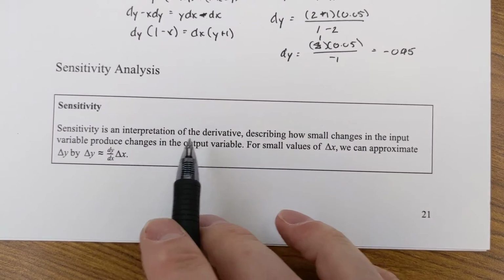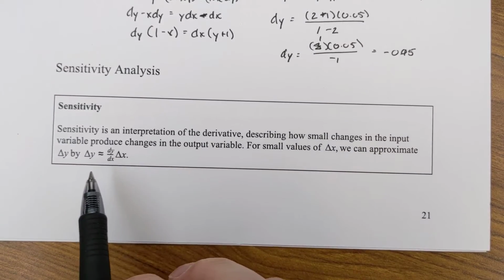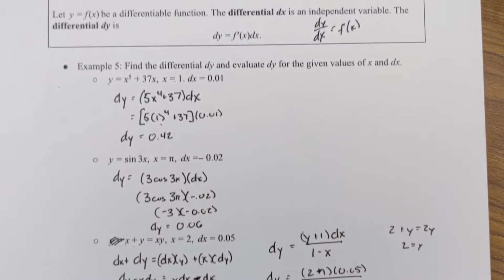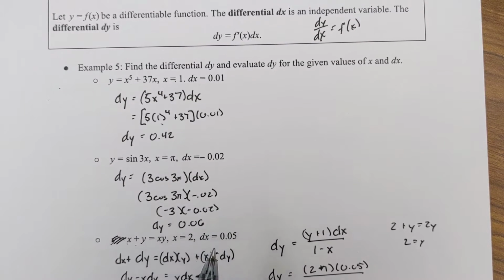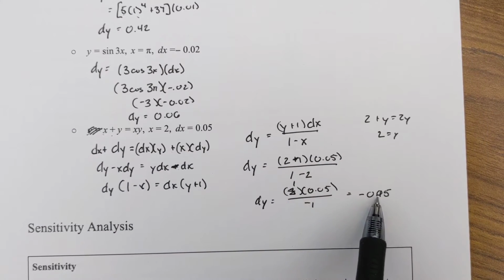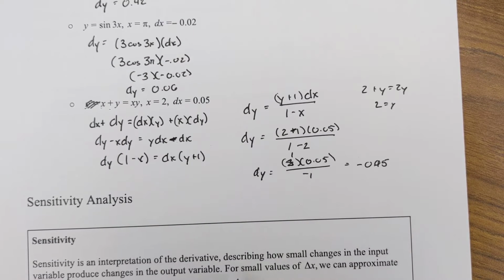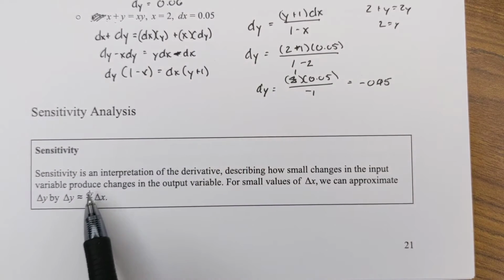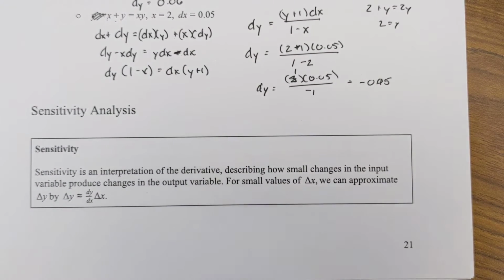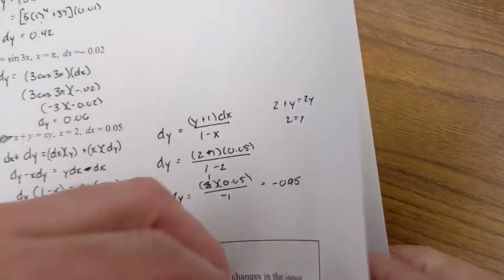All right, sensitivity. Sensitivity is an interpretation of the derivative, describing how small changes to the input produce change in the output variable, which is literally what we just did. So a small change in the input, dx, produces some small change in the output, dy. For small values of delta x, we can approximate it with this formula, which looks super similar to the one we just did. dy/dx is the derivative, delta x is the change in the x value.